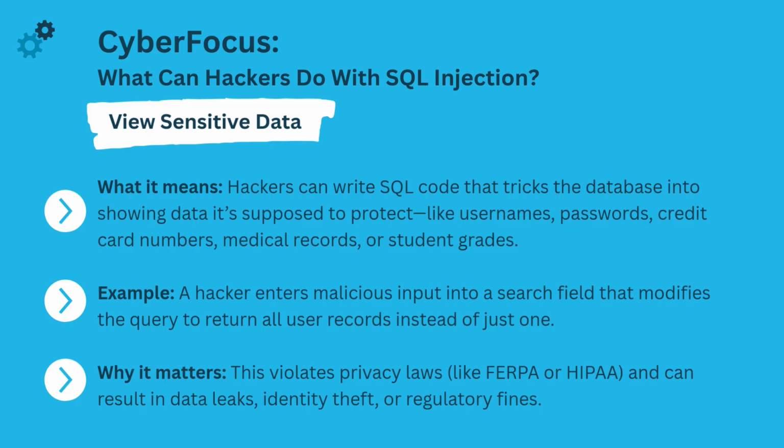Viewing sensitive data means that a hacker can write SQL code that tricks the database into showing data it's supposed to protect. An example would be a hacker enters malicious input into a search field that modifies the query and returns all user records instead of just one. This would be a violation of privacy laws like HIPAA and FERPA that can result in data leaks, identity theft, or regulatory fines.